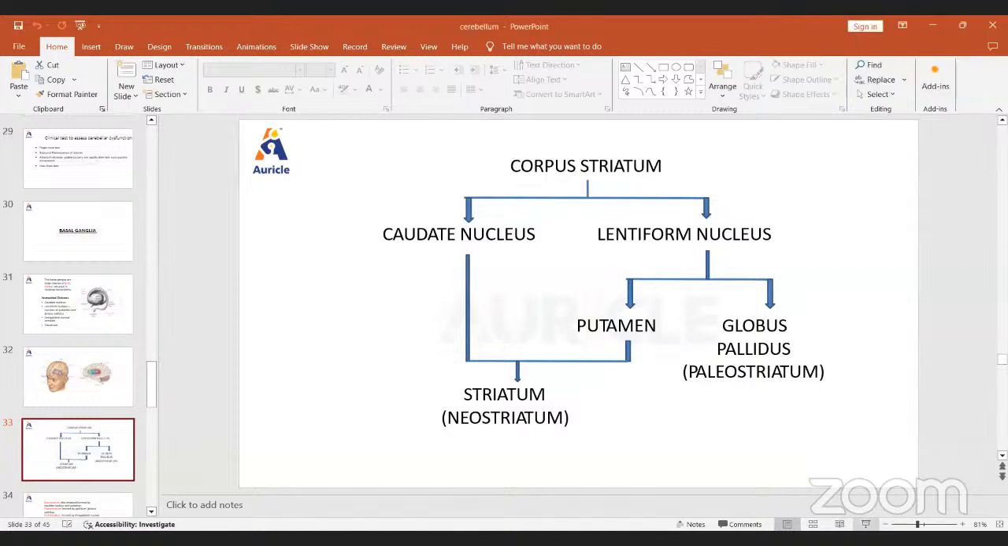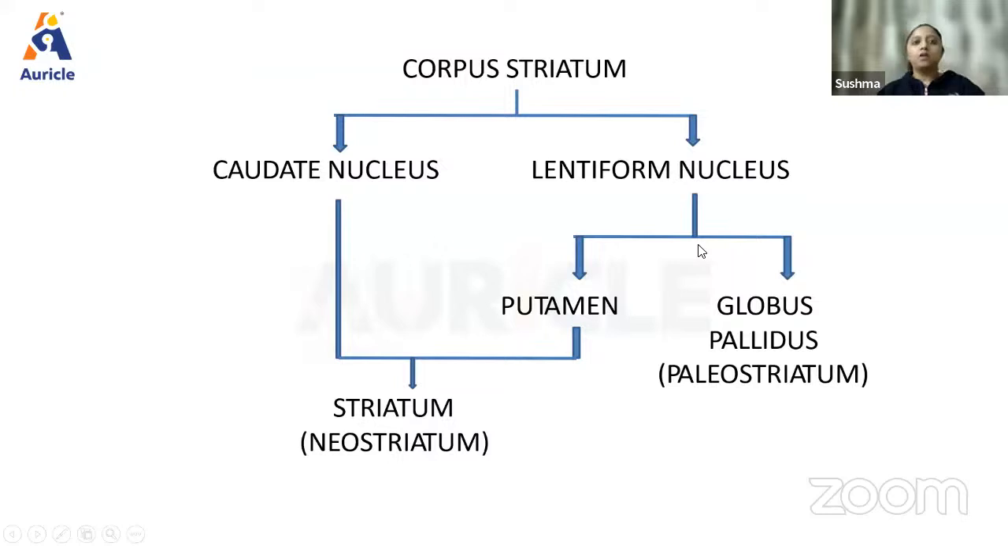Thank you, ma'am. So now look at the caudate nucleus and putamen. Together it is called as striatum, whereas the globus pallidus is called as paleostriatum. So corpus striatum is a big term. It contains caudate nucleus and lentiform nucleus. Lentiform nucleus further has putamen and globus pallidus. Caudate nucleus and putamen together is called as neostriatum. GP is called as paleo.